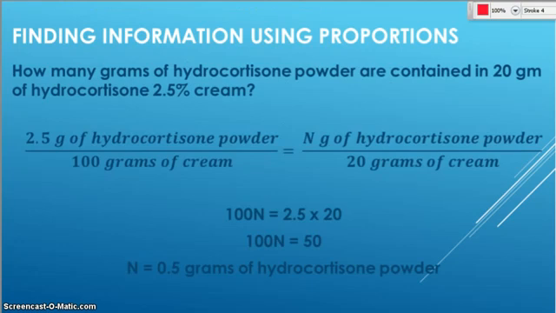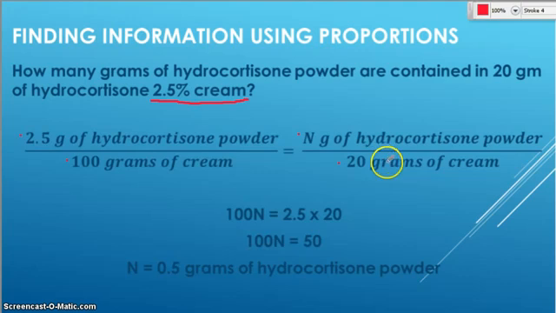So here's our first problem. We want to know how many grams of hydrocortisone powder are contained in 20 grams of a hydrocortisone 2.5% cream. Remember, we said before, anytime you see that strength, that 2.5%, you know you're going to have to write a proportion. And you know what one side of the proportion is already going to be. 2.5 means 2.5 grams of the powder in every 100 grams of cream. And we want to know how many grams of powder are in 20 grams of cream.